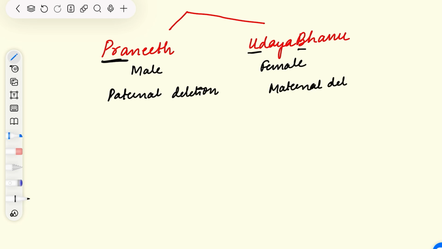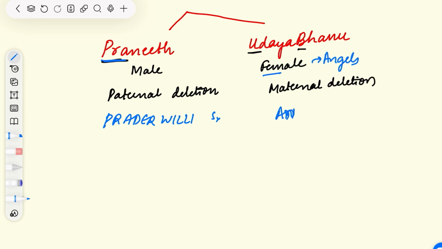And lastly, this mnemonic is about myself, because I have this best friend known as Praneeth and my name is Uday Bhanu. So Praneeth is male, Uday Bhanu is female. So Pra for Prader-Willi syndrome, Pra male, so paternal deletion is there. Bhanu is female, so female side, maternal deletion is there. Of course, females are angels, so Angelman syndrome.